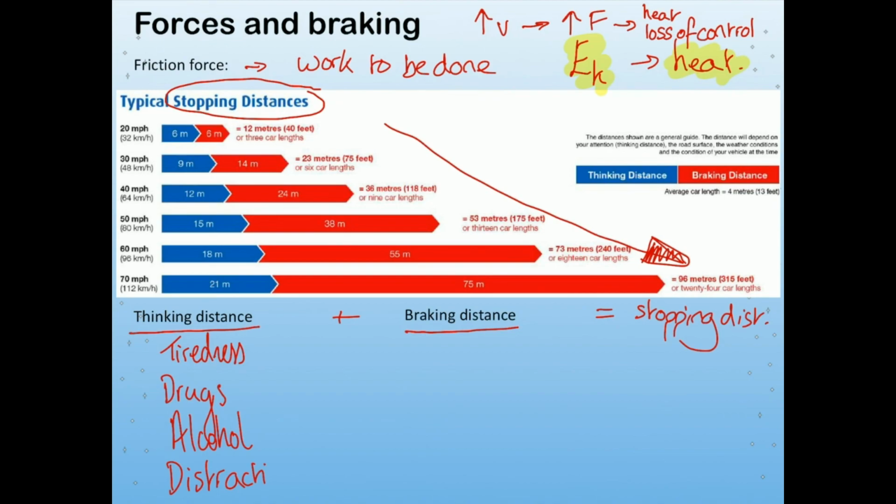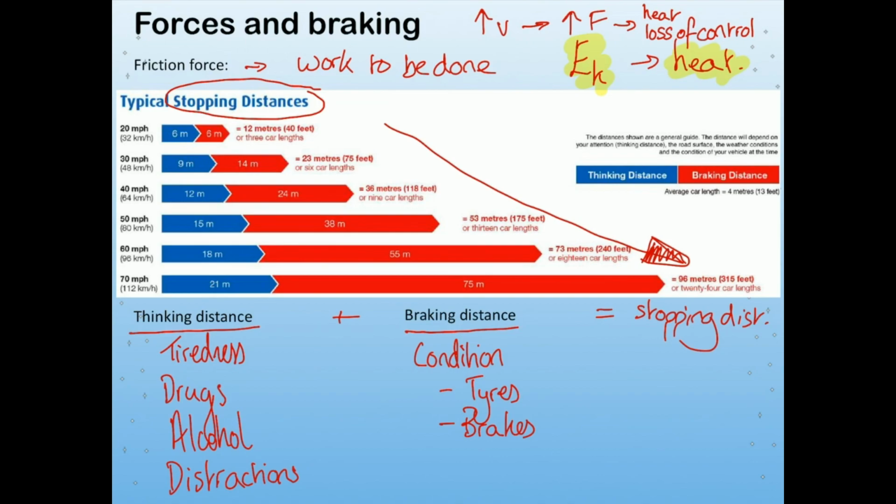Distractions, being the big focus at the moment, are obviously mobile phones. Those will all increase your thinking distance, so the distance it takes for you to even realise you need to stop and to put your foot on the brake. The braking distance, however, is more to do with the quality of the car, so the condition of the car, and in the condition we need to really consider the tyres, so how much friction they can create on the road, how much traction they will get on the road, and the quality of the brakes as well. Brakes will get worn over time and get less effective.